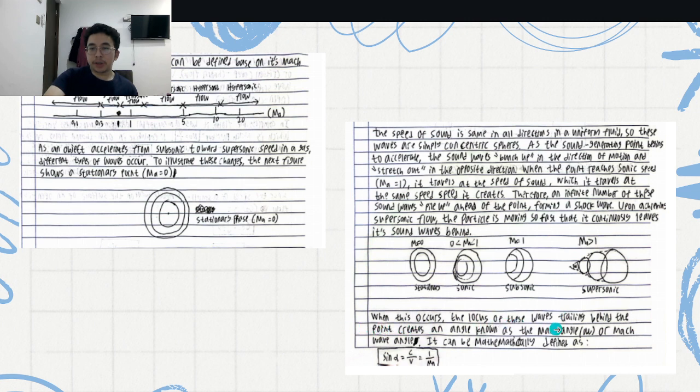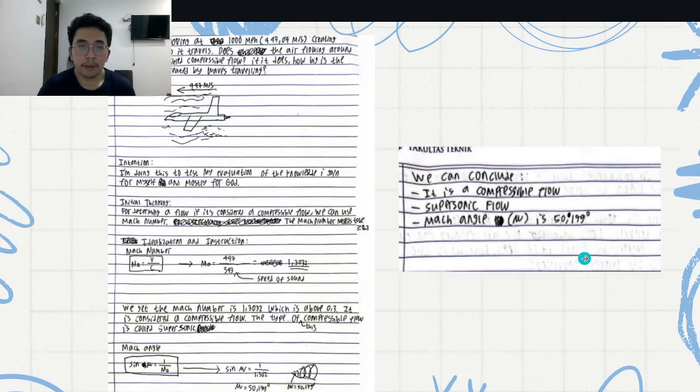So when this occurs, the locus of this wave trailing behind the point creates an angle known as the Mach angle or Mach wave angle. It can be mathematically defined as sin alpha equals c per v, or more simply, 1 per Mach number. So the Mach number is what? We just divide it in this part, and then 1 per Mach number.